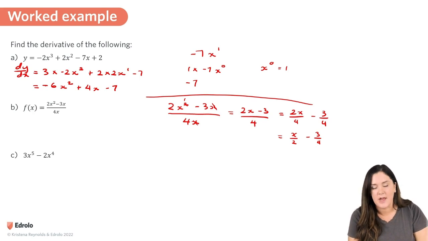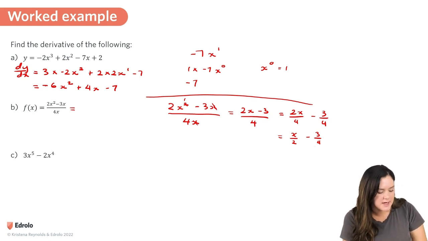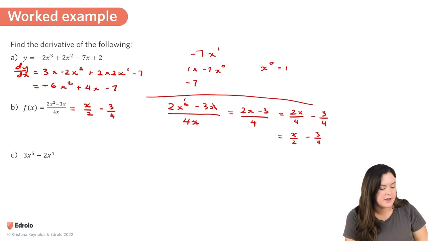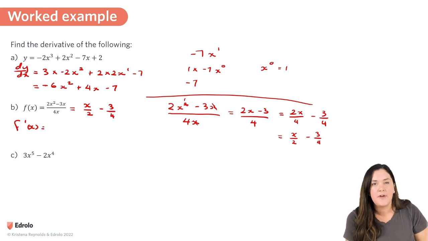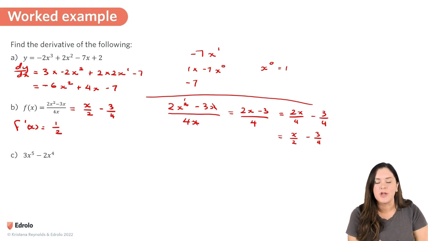Now we can differentiate that. So f of x is actually equal to x on 2, take 3 on 4, and now I can differentiate. So using my function notation, I write f dash x. The coefficient of x there is actually 1/2. The negative 3 quarters, there's no x there, so I'm going to ignore it. So the derivative of this function is just 1/2.